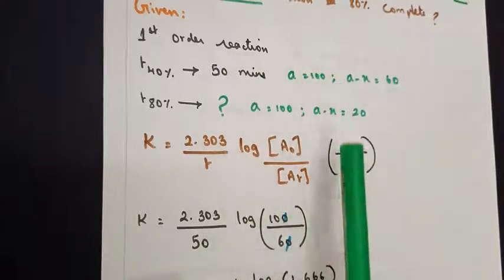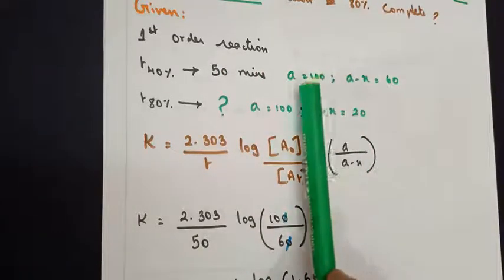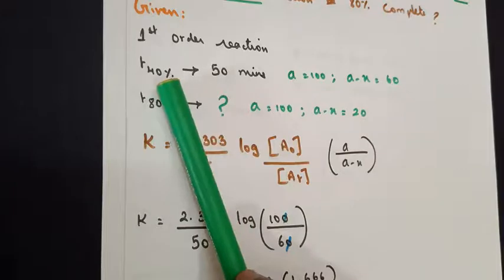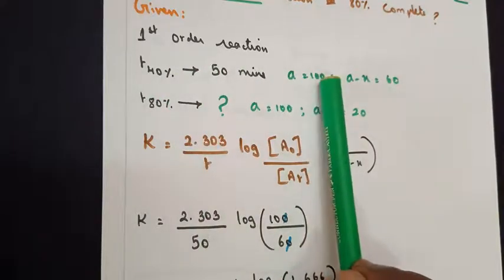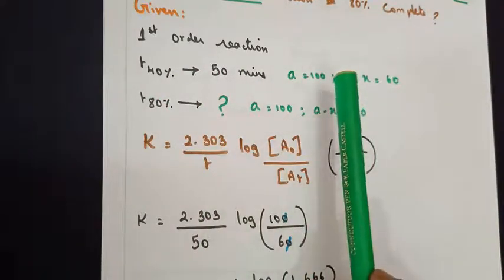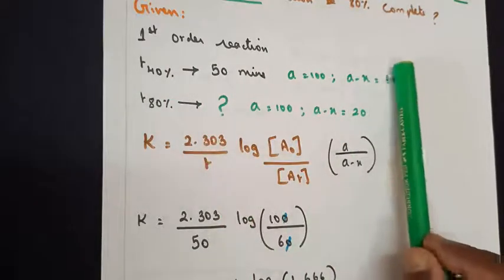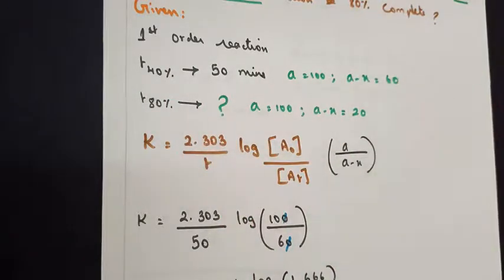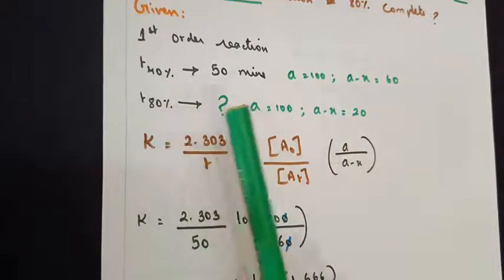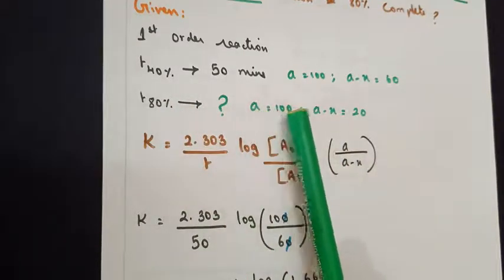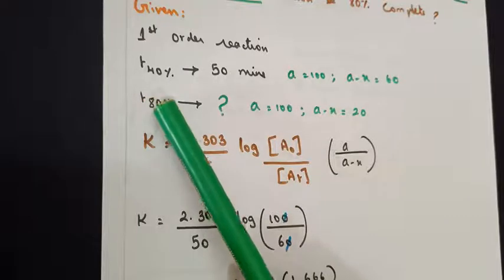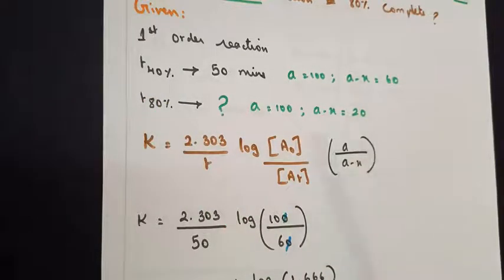If you substitute these conditions here, because you're talking about percentage, the initial percentage is 100%. After some time, a minus x, that's 100 minus 40, gives 60%. Similarly for 80, initially 100%. After some time, 100 minus 80 gives you 20%.